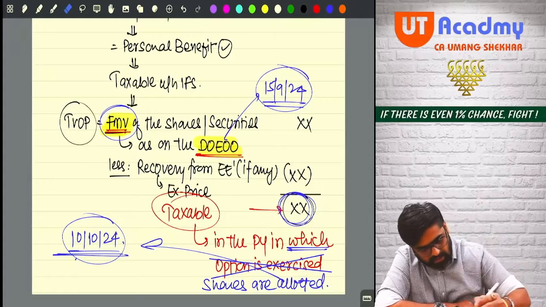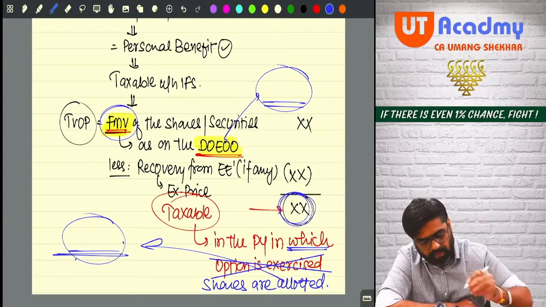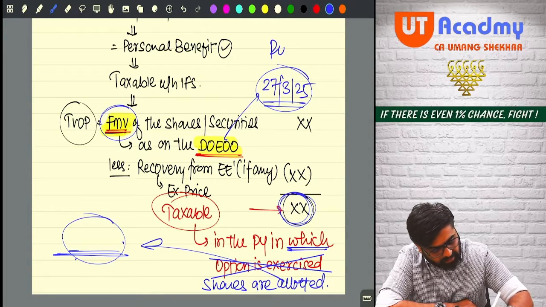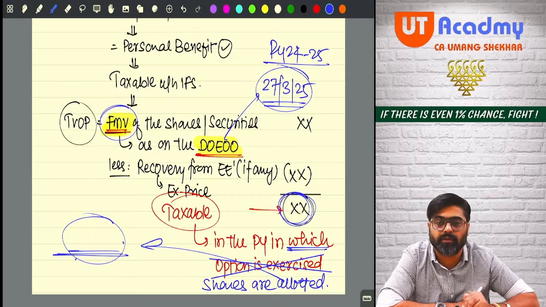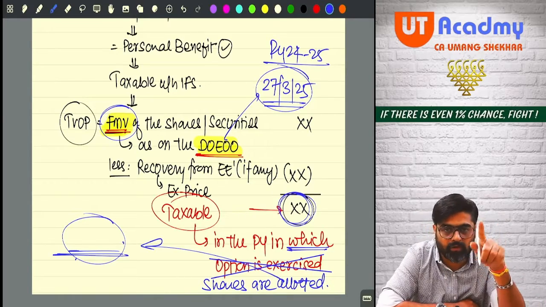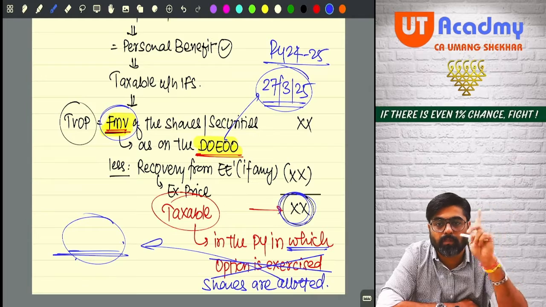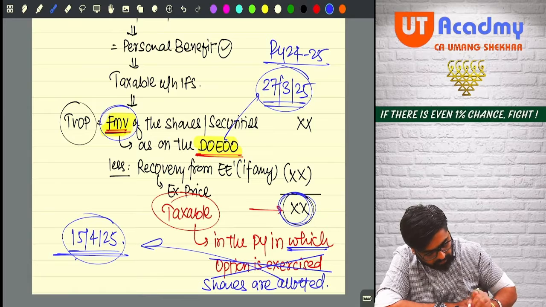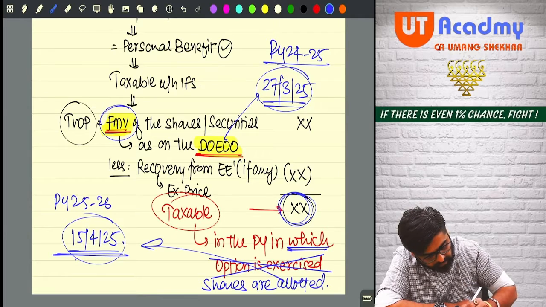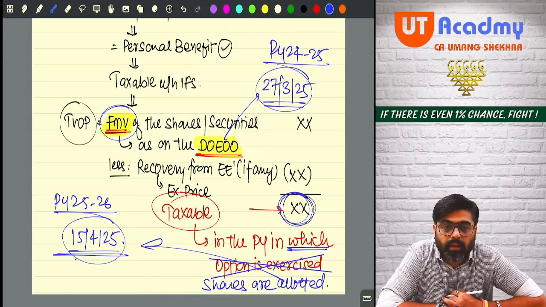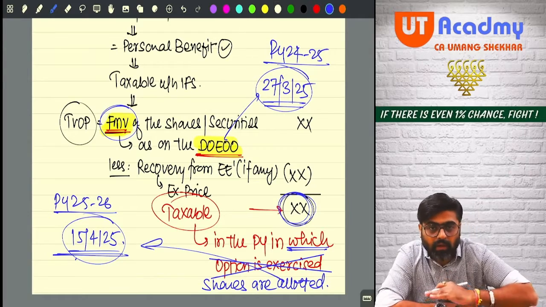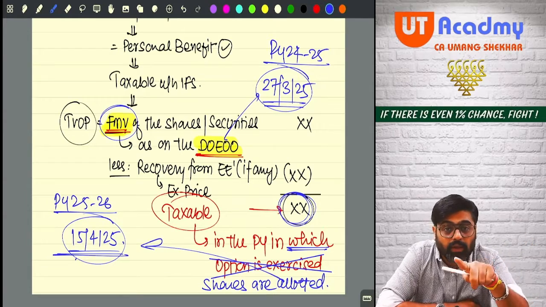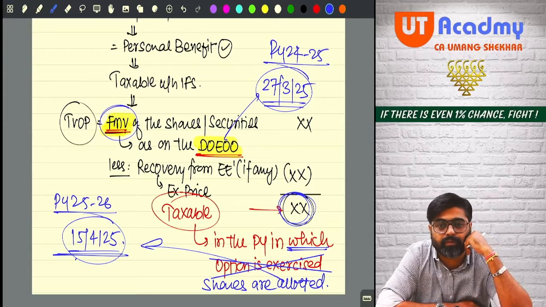But what if, I'll change the dates a little bit. Come on. What if the option was exercised on 27th of March 2025? That means in the previous year 24-25 the option was exercised. So I will have to take the fair market value as on 27th March only. But these shares were allotted to you on 15th of April 2025, meaning in the previous year 25-26. Now tell me, when will the value be taxable, this year or next year? Next year. 24-25? No, 25-26. Because the shares are allotted in 25-26.